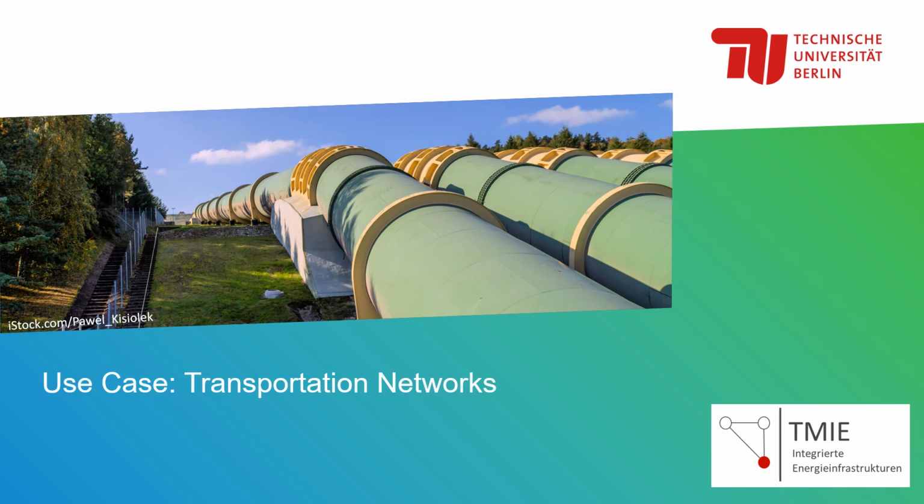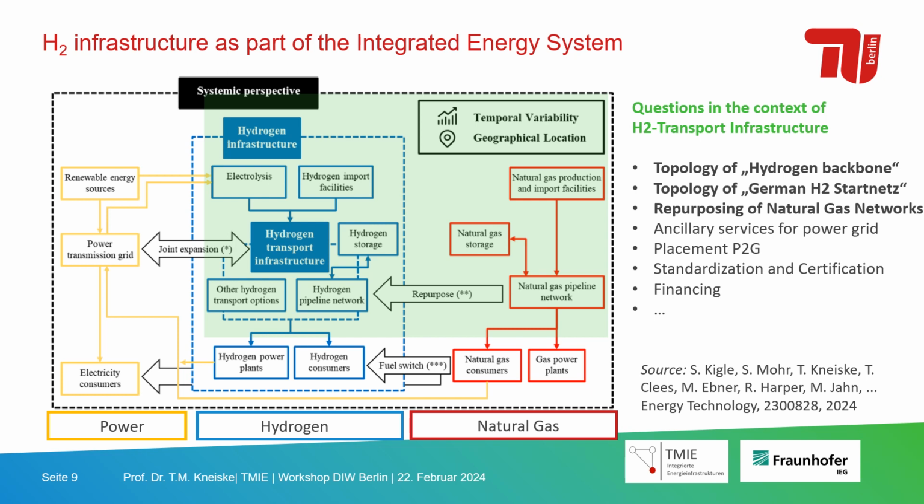The first use case deals with the transportation network. There are some research questions which need to be answered in the context of transportation infrastructure. Let's look at the question on the topology of the future hydrogen network, including the question of repurposing the natural gas network. You can see here in the picture, in the green shaded region, all the components which need to be taken into account for such an analysis.